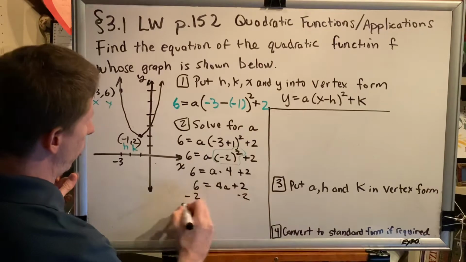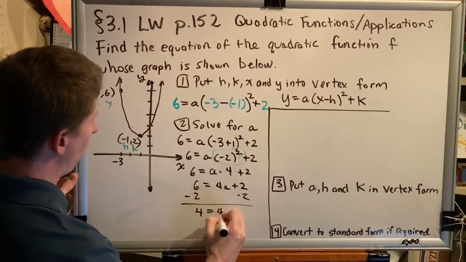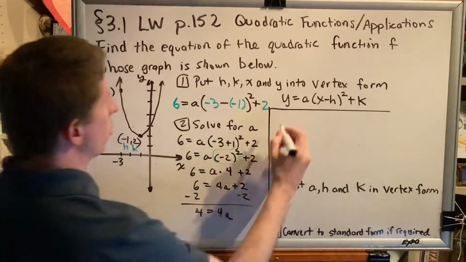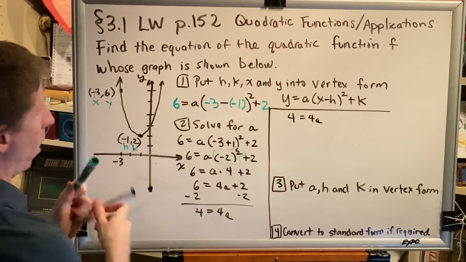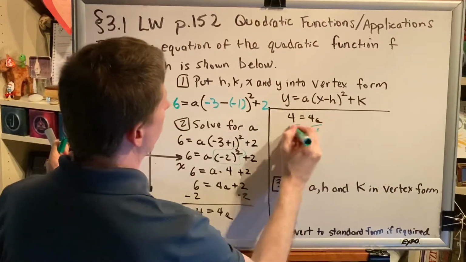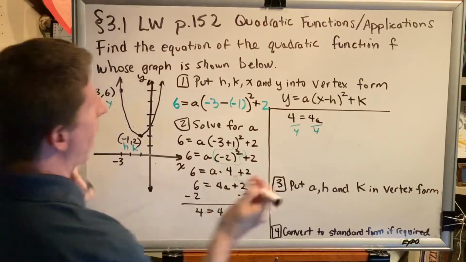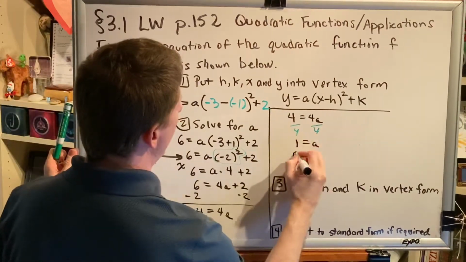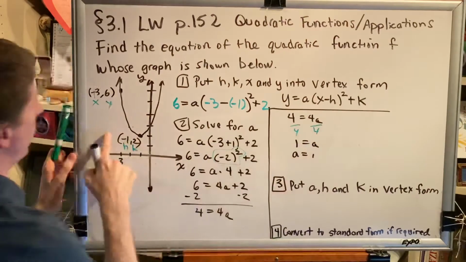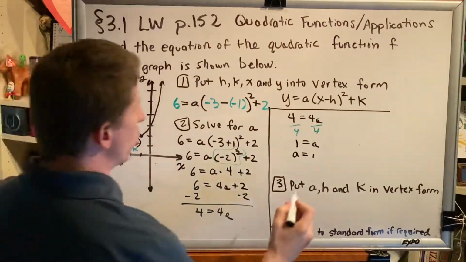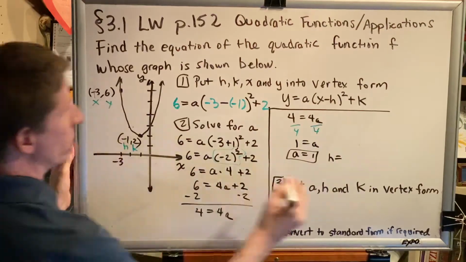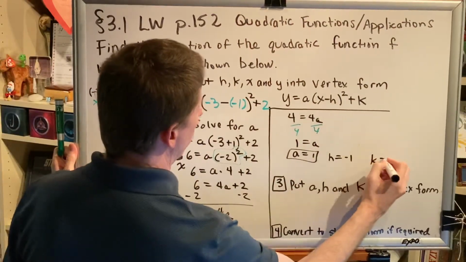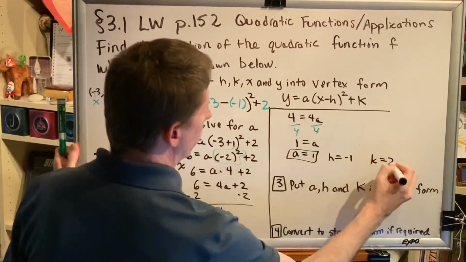6 minus 2, 4 equals 4a. So 4 equals 4a. Divide by 4 on both sides. And we get 1 equals a, or a equals 1, which is a positive number, just as we said it would be. So what we know at this point is that a equals 1, h equals -1, k equals 2.